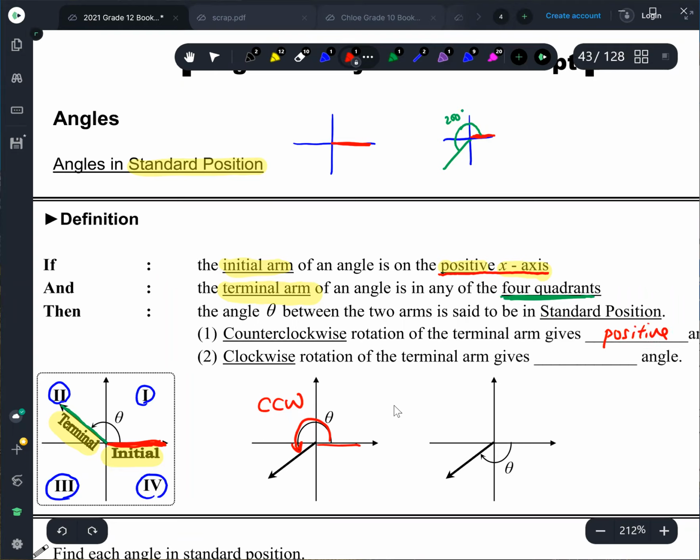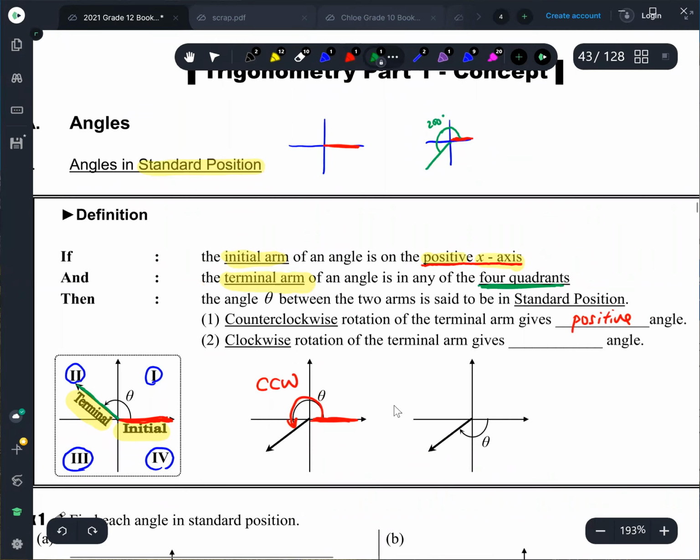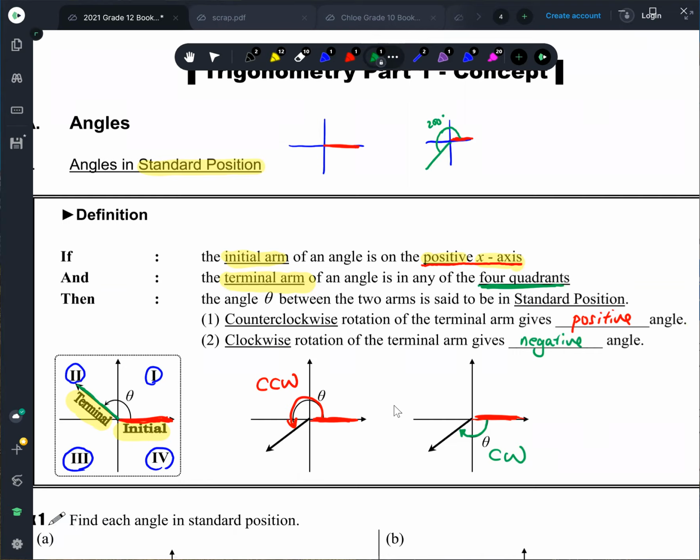But you always start from the positive x-axis. Your initial arm doesn't change. Then if you turn clockwise, like this way, the second picture here, this is clockwise. Your starting place is still there. Then that angle will be negative. So you could have a positive angle or a negative angle, depending on which way you're turning.